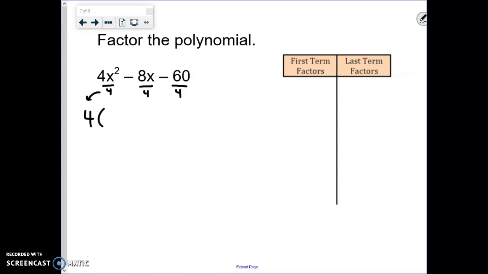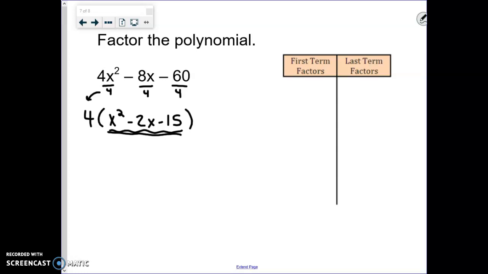If you take 4x squared divided by 4, you get x squared. If you take negative 8 divided by 4, you get negative 2. And if you take negative 60 divided by 4, you get negative 15. So what we've just done is we factored out that greatest common factor. Now let's take a look at this trinomial here and see if we can break that down. So we may actually be factoring twice here.